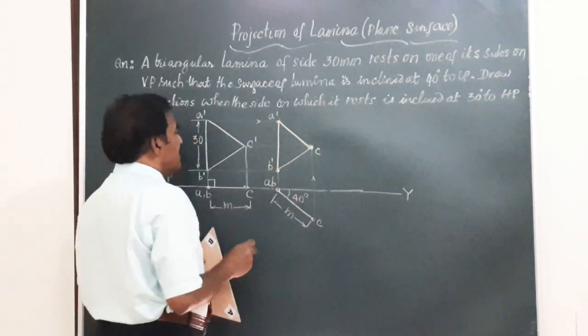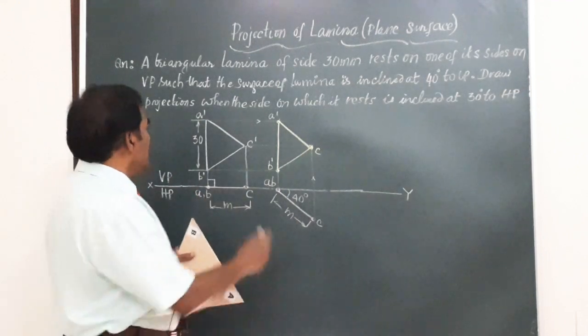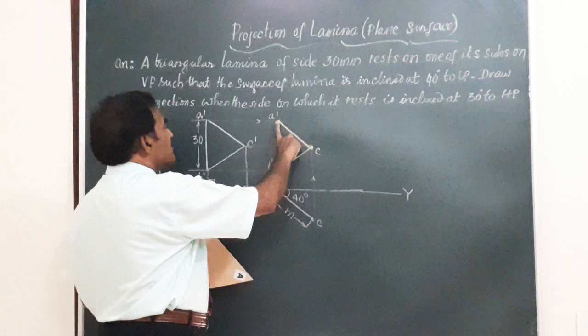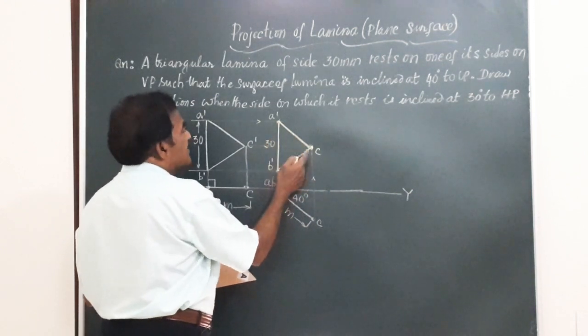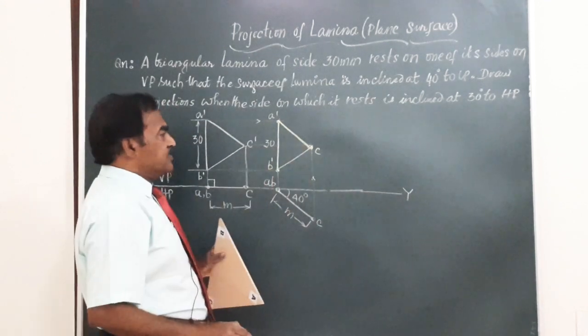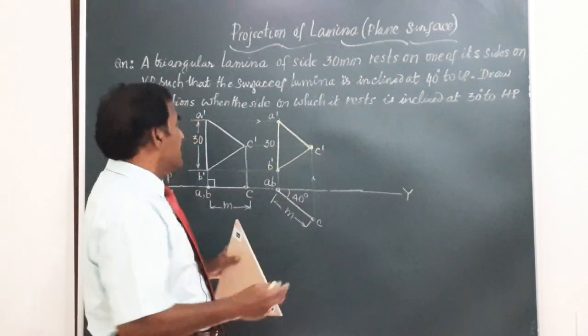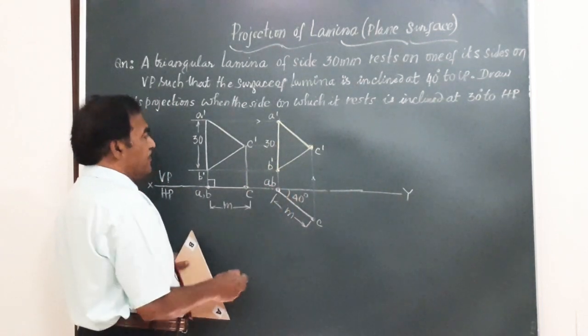So this is the front view. Friends, you can ask me what is the similarity and differences between these two front views. So here this is 30. Since this side is on VP, this is also going to be 30 millimeter, whereas these two sides A dash C dash and A dash B dash C dash are reduced in proportion to its inclination with the VP.